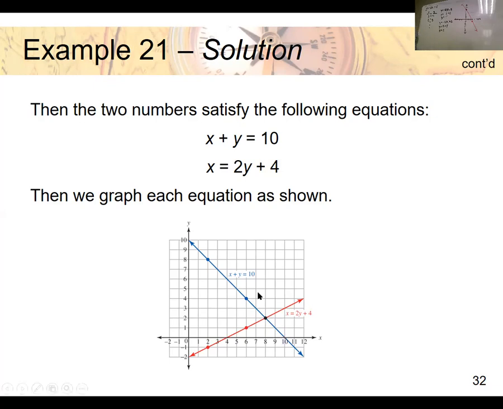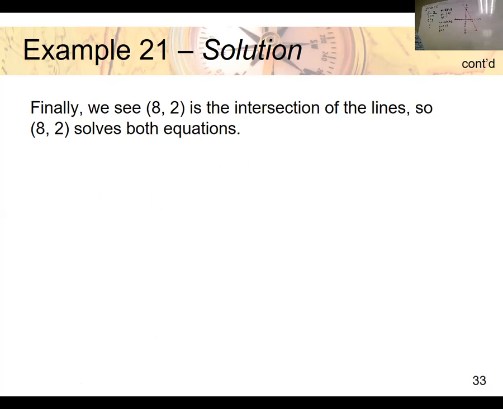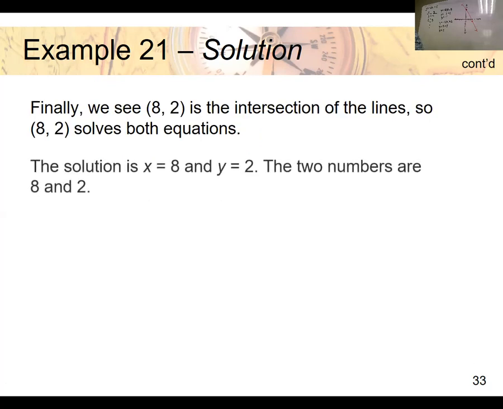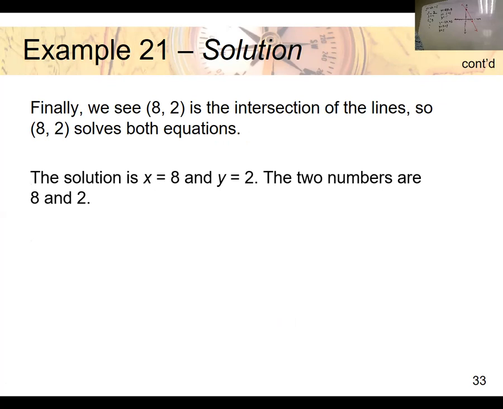Now here they selected ordered pairs for x and y for each one of those linear equations and plotted them on the coordinate plane, as you can see here. In this case, here's the point of intersection, and that's the ordered pair (8, 2), which represents the solution to that system of equations. So the solution, x equals 8, y equals 2, means that the two numbers are 8 and 2.